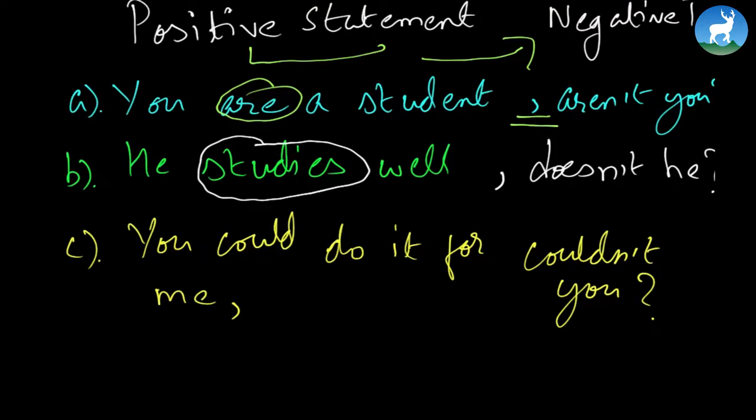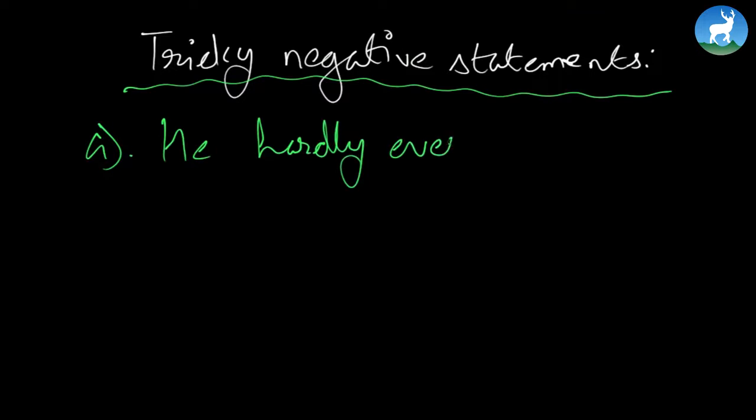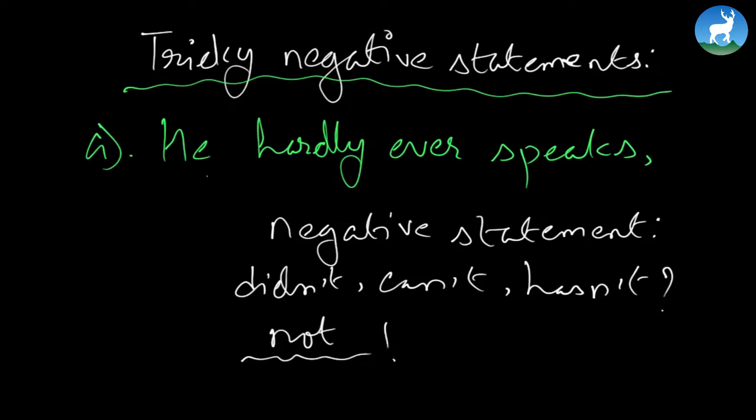Also bear in mind a few of the tricky negative statements. Remember, the rule remains the same. So before we go to the exceptions, let's have a couple of examples of these tricky negative statements. For instance, he hardly ever speaks. Most students regard this as a positive statement, as they do not see anything like not or did not or cannot, because we generally relate a negative statement with did not or can't or hasn't, where usually the verb is followed by not. But in this case, he hardly ever speaks.